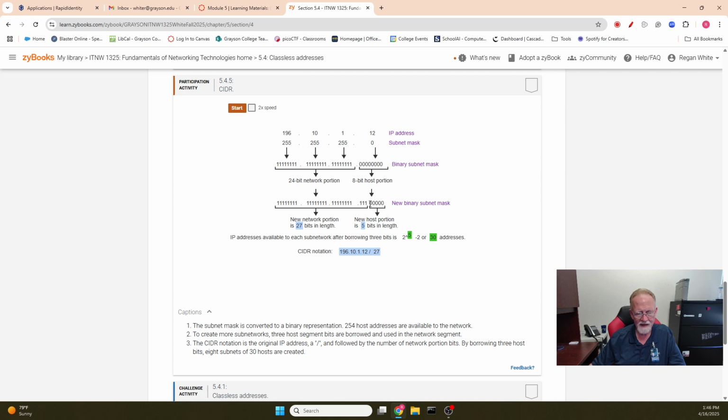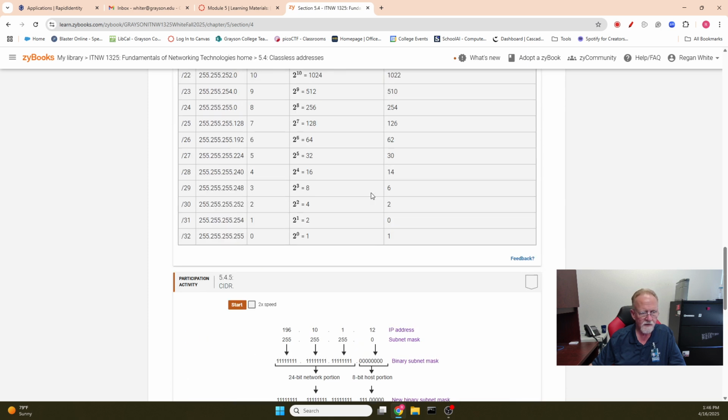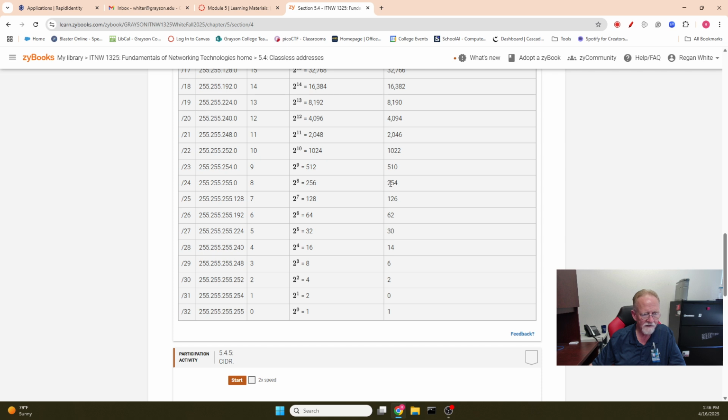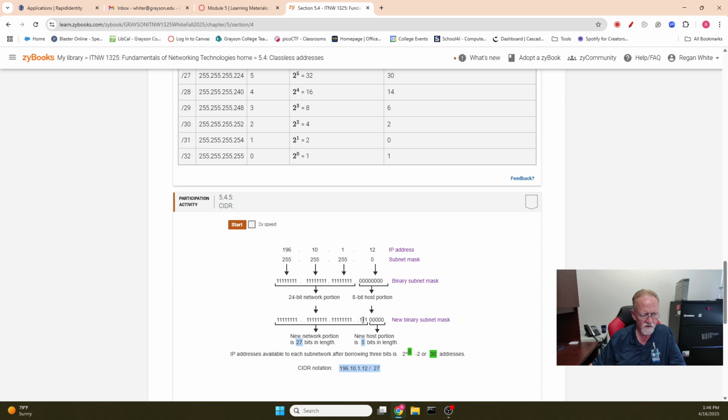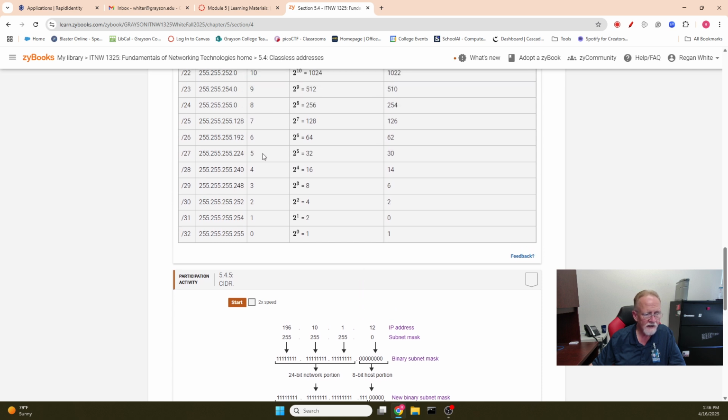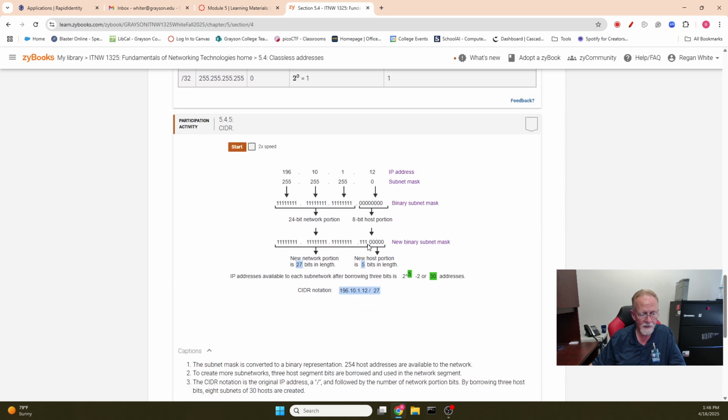Now the host bits, there's only 5 of them, which means that we can only have 2 to the 5th instead of 2 to the 8th. If you look up here we had 2 to the 8th, so we could have 254 devices on the network. Well, now we can only have 2 to the 5th, which is 32. We've really reduced the size of our network. And that's 2 to the 5th, yep, minus 2 because we lose 2 for the 2 addresses that we have to sacrifice. So we only can have 30 addresses.